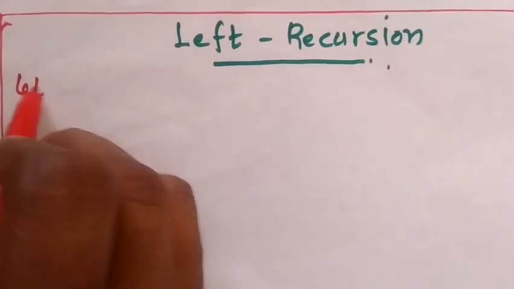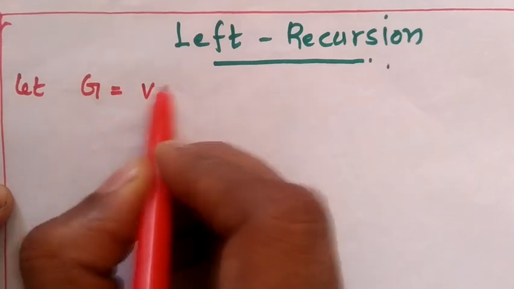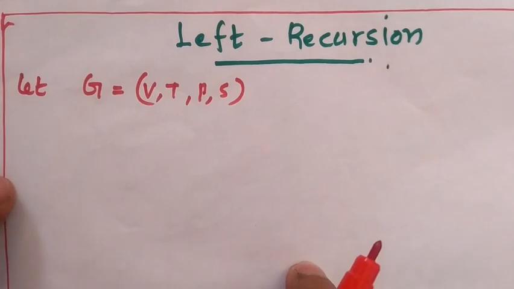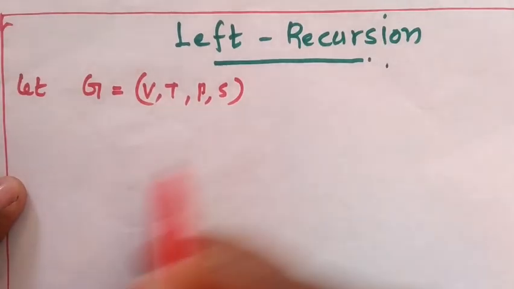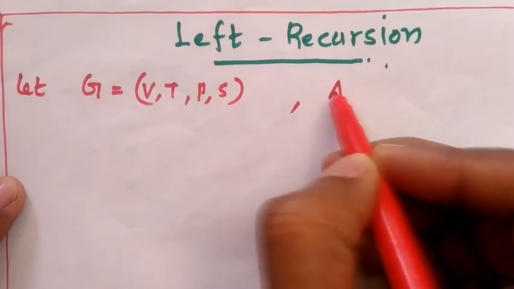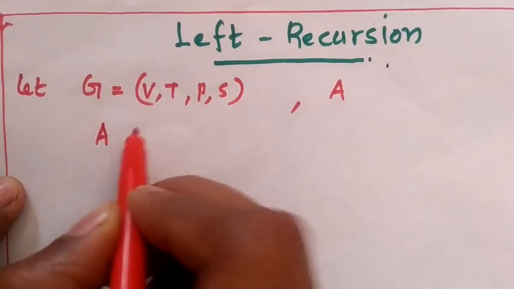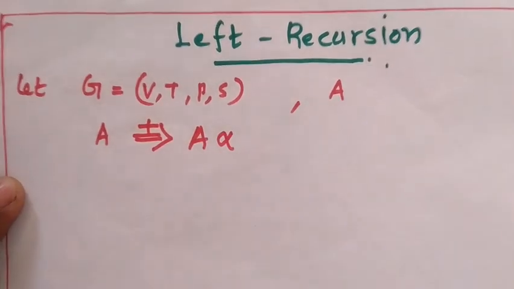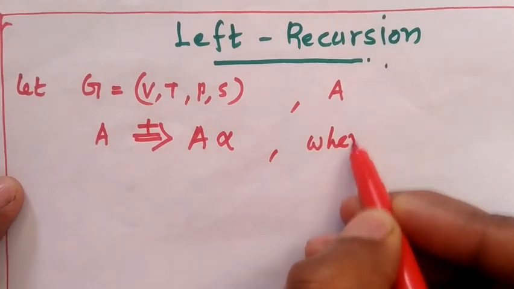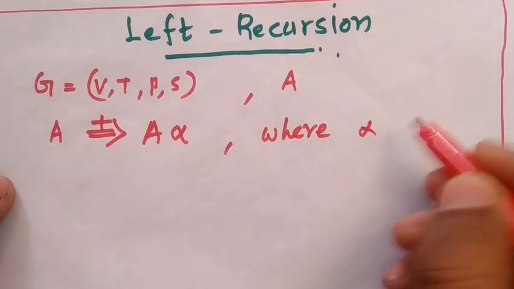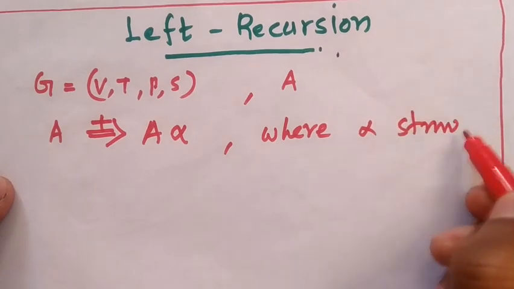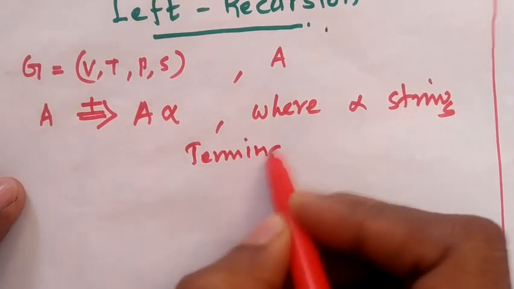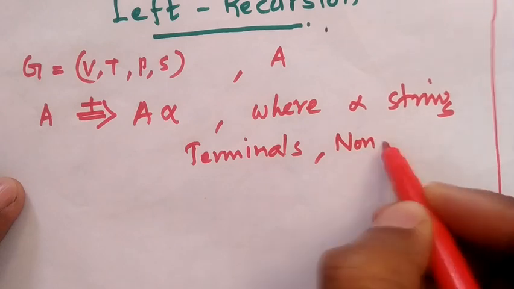Let a grammar G equal to (V, T, P, S) be said to be left recursive if there is a non-terminal A such that A derives, in one or more steps, A alpha, where alpha is a string formed by using terminals and non-terminal symbols.